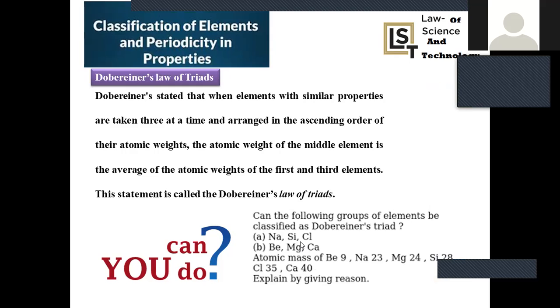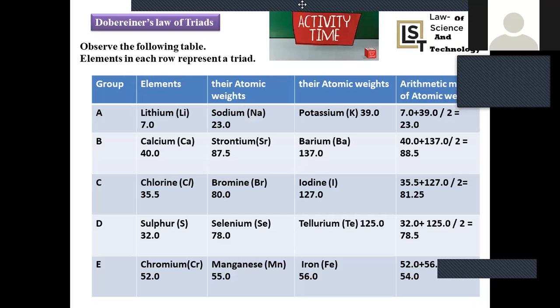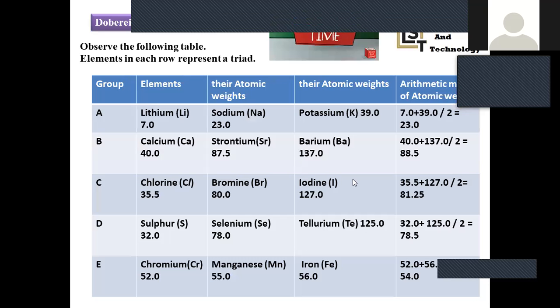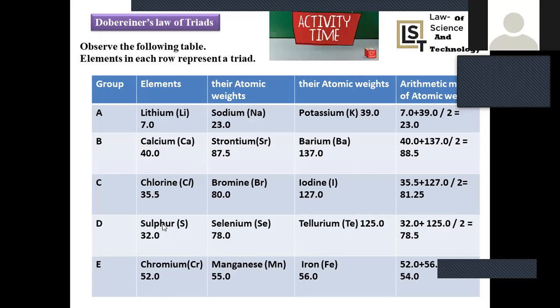This is a question for practice. And this is the activity which is given in your textbook. What is the activity? Different triad systems were provided to us. One is lithium, sodium, potassium. These three elements are of one cluster. Lithium with 7, potassium with 39.